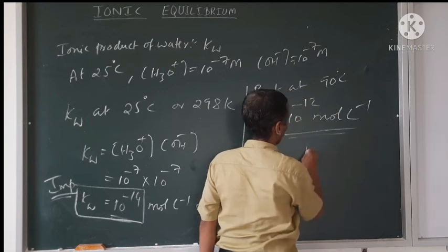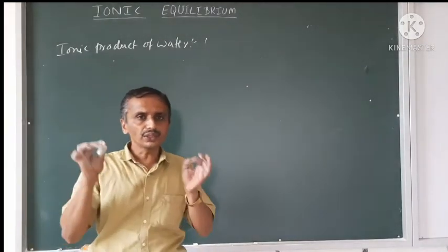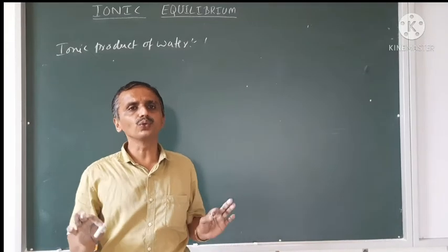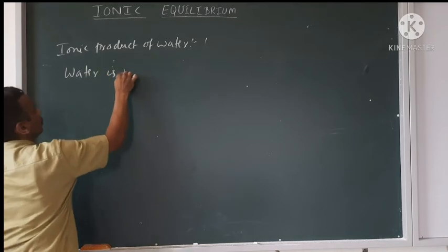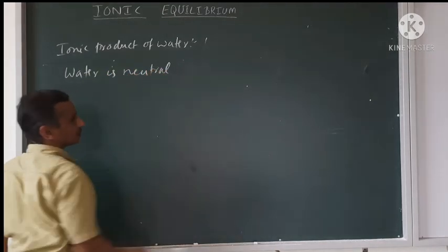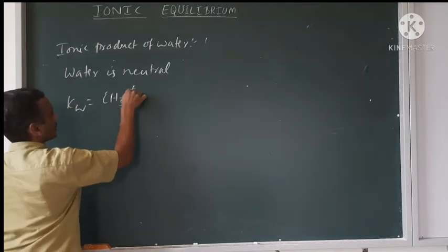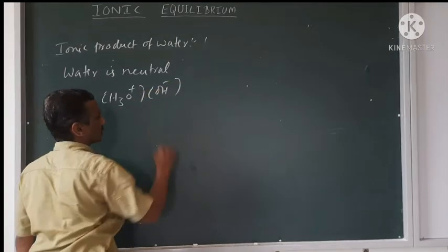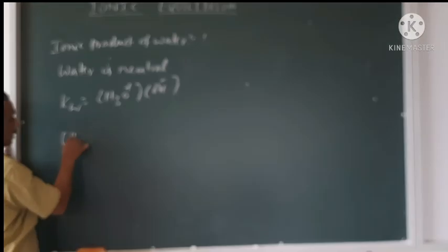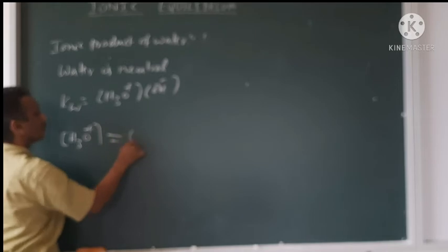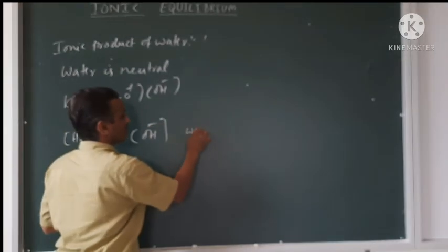This also, note down, important. Now see here, we know water is neutral in nature. Water is neutral. So it says Kw is equal to H3O plus concentration into OH minus concentration. When it becomes neutral, H3O plus concentration is equal to OH minus concentration, then water is neutral.